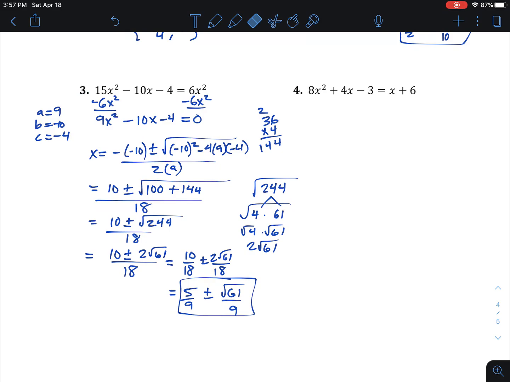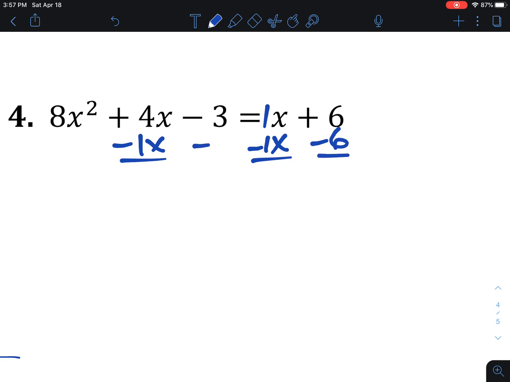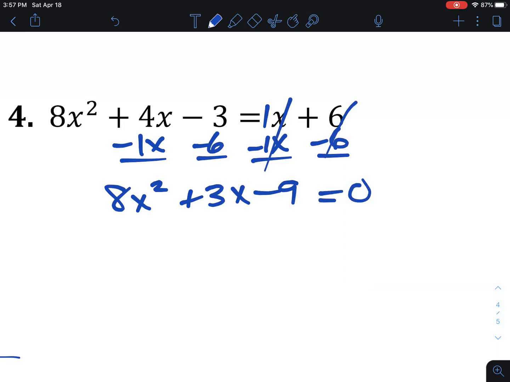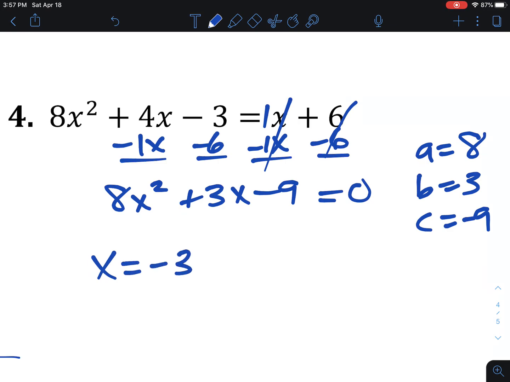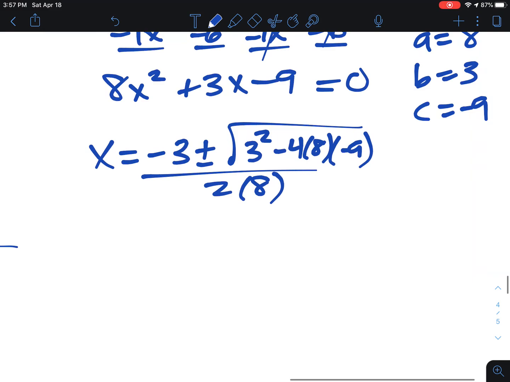If we just move things around, get it equal to 0, plug into the formula, we'll be done. So let's get it equal to 0. So this is a 1x minus 1x minus 1x minus 6 minus 6. So 8x squared plus 3x minus 9 equals nothing left over here, which is the goal. A would be, I don't see any GCF, so A would be 8, B would be 3, C would be negative 9. Plug them in. X equals negative b plus or minus the square root b squared minus 4ac all over 2a.